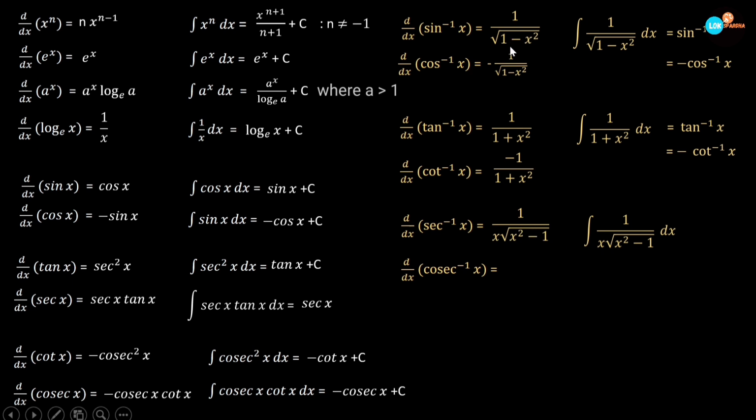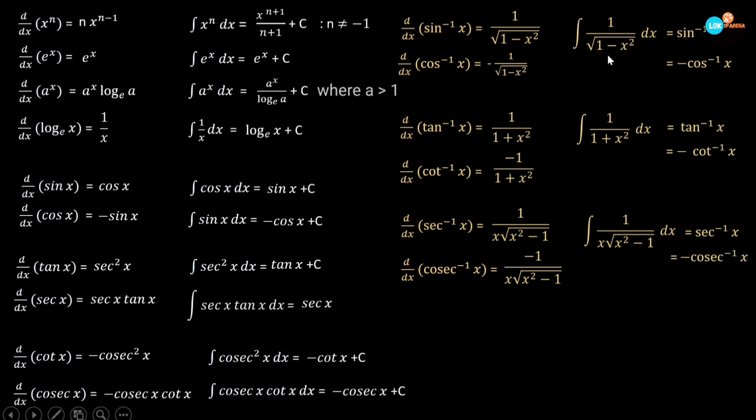Earlier there was 1 minus x square, but here it is x square minus 1, and x is also there. But the integral of this function becomes sec inverse x. And similarly, c at the start, that is the derivative of cosec inverse x, so minus 1 divided by x root x square minus 1. See, both are almost the same, and these two are also the same, but a negative sign is there. Okay. And its integral is minus cosec inverse x.